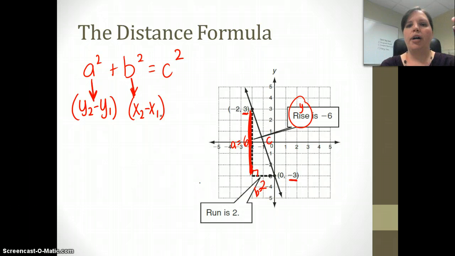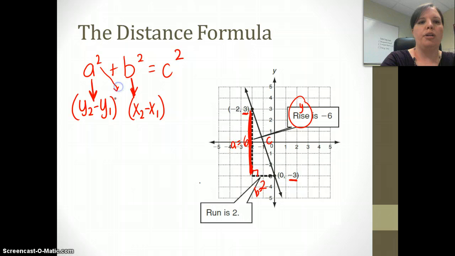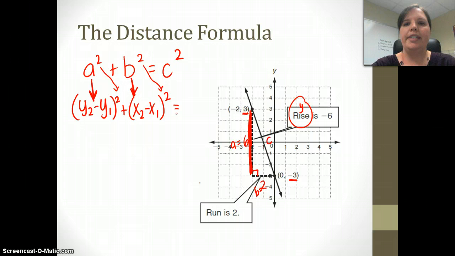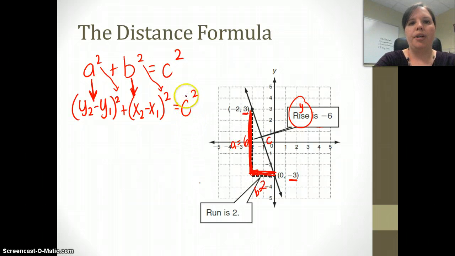So again, whether that run is 2 or negative 2 doesn't really matter, because in the end, I'm going to be squaring each value. So the distance formula says take the values of the y and subtract them, take the values of the x and subtract them. Those are your distances, those are your sides on your triangle. And then that's equal to that missing value, which is generally referred to as the distance.